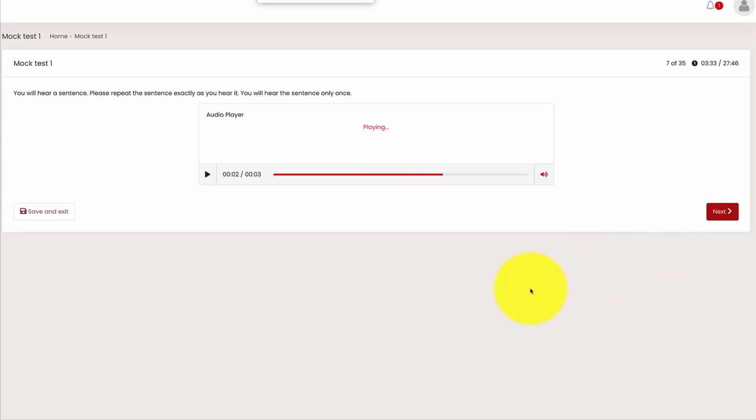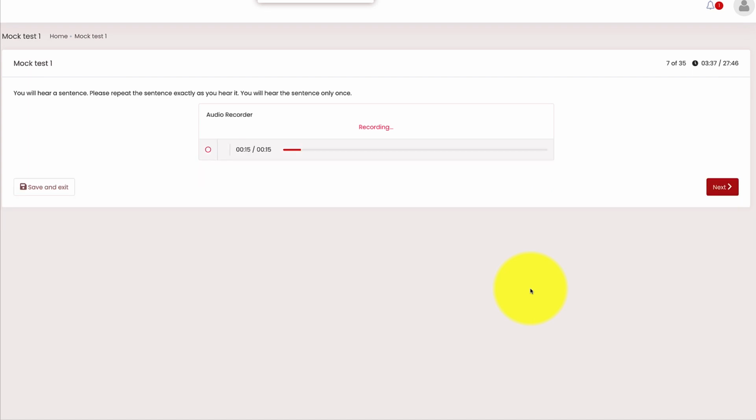So in repeat sentence, the speaker says a sentence, a complete sentence, which can be somewhere from around 5 words to sometimes up to 17 words long. What are you supposed to do? You are supposed to repeat that sentence exactly as the speaker did. And how well you can do that will determine how much score you will get.